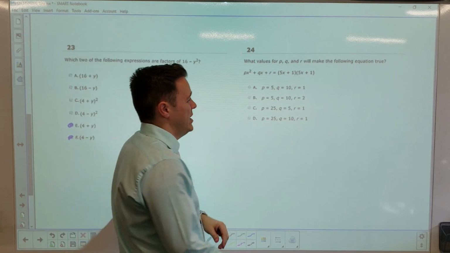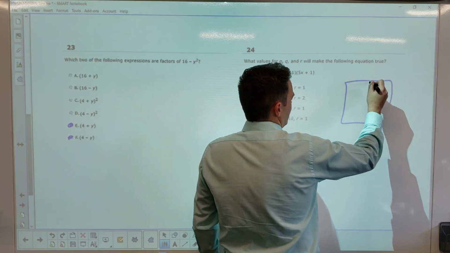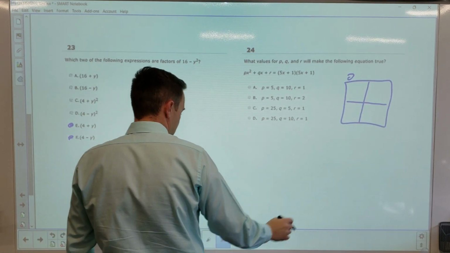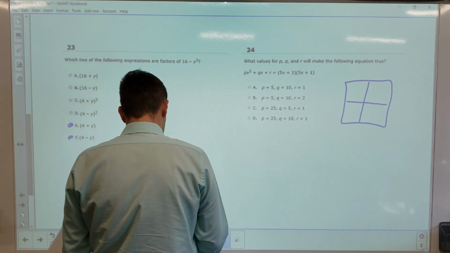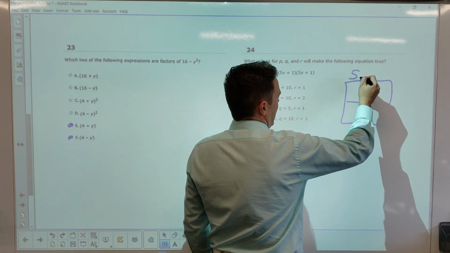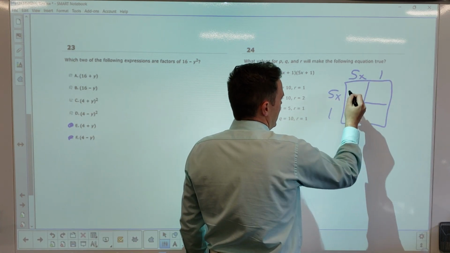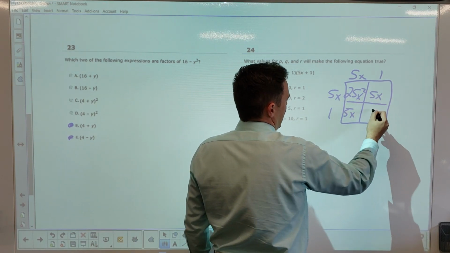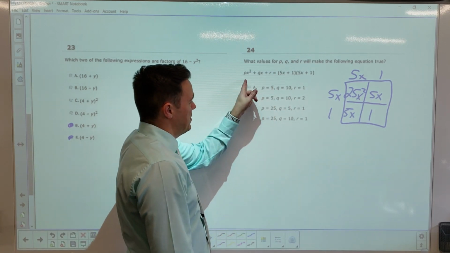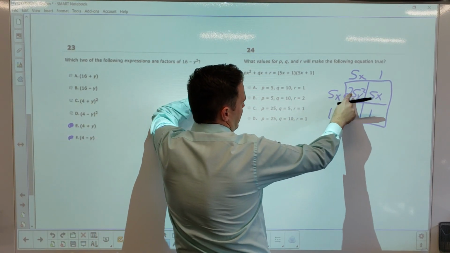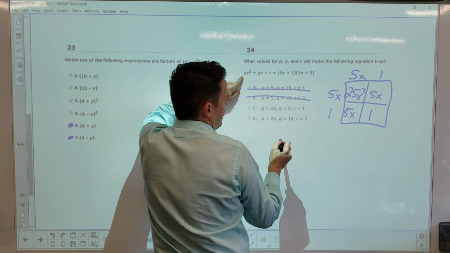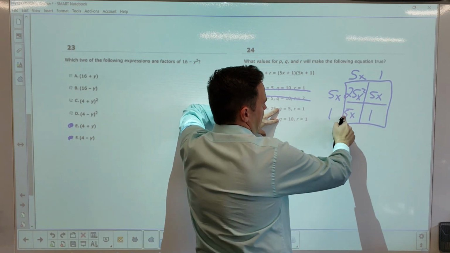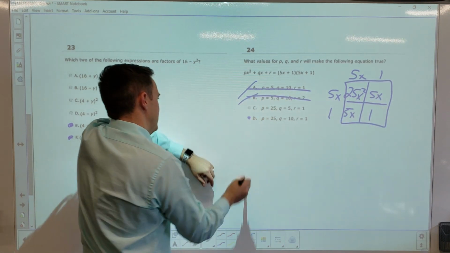And then this value here, factor it out. Okay, so it would be, do the box method. So if you do the box method on this, 5x and 1, 5x and 1, you get 25x squared, 5x, 5x, and a 1. So ladies and gentlemen, what is my p-value? My p-value is the number in front of the x squared, which is 25. And what is the q value? It'd be 5 plus 5, which is 10.